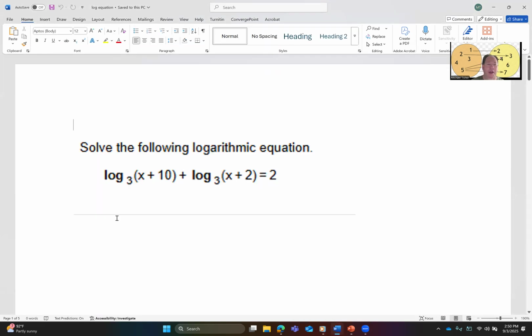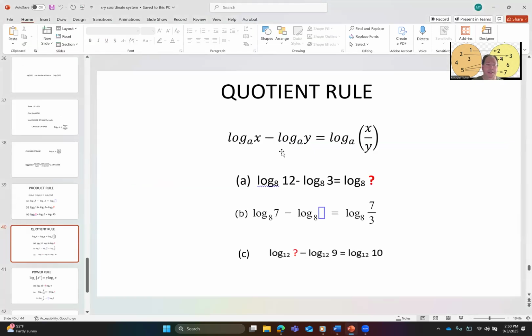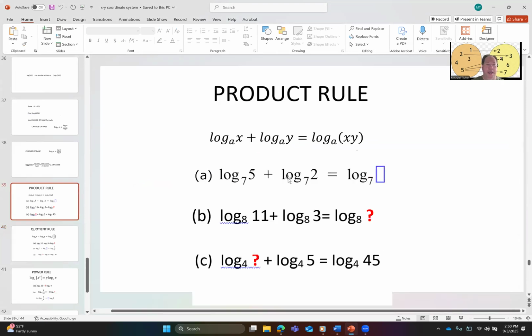All right, so we have a log plus another log. So we need a rule that has log plus log in it. This says log minus log. So let's see if we can find another thing. And we actually do have one right here called the product rule. So the product rule says if you add two different logs, we can combine those two logs into one log, and the plus becomes a times. So that's what we're going to do right now.